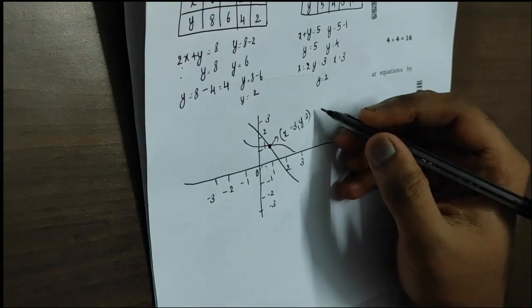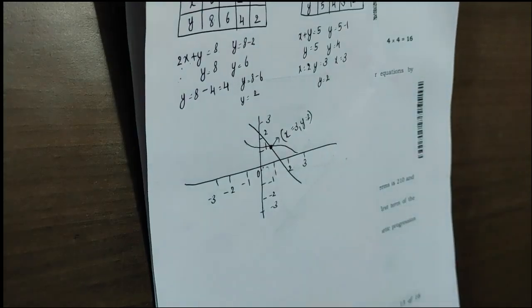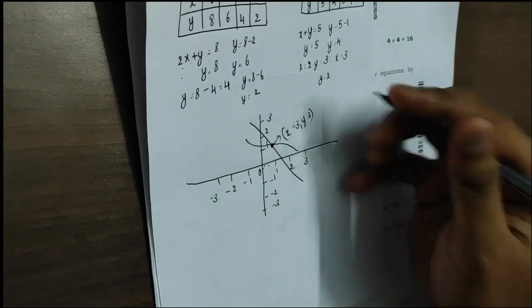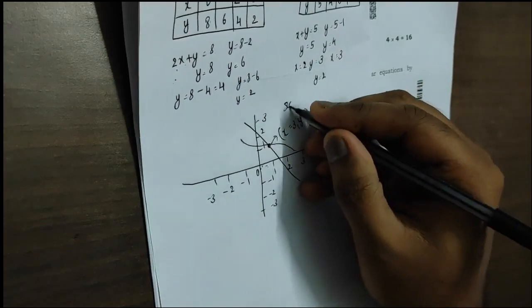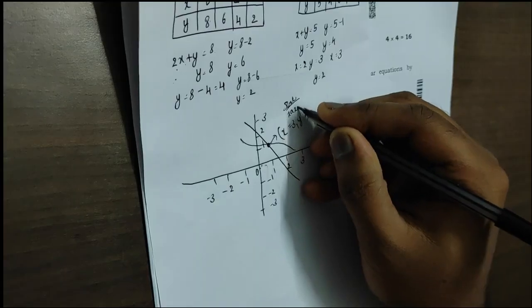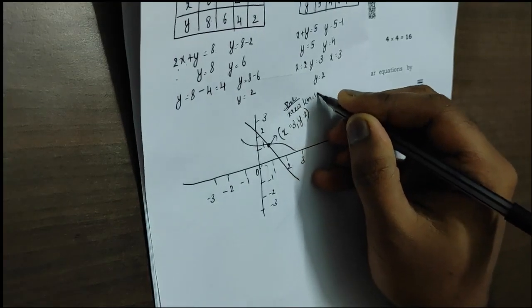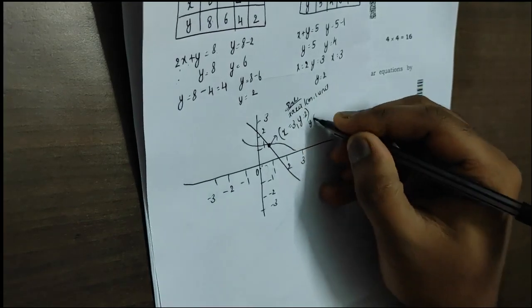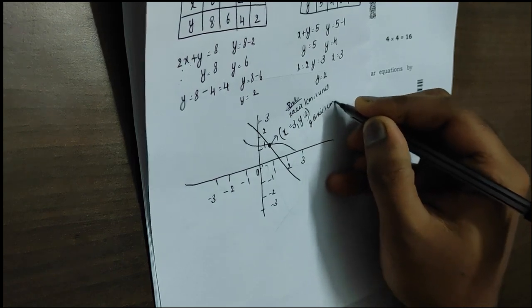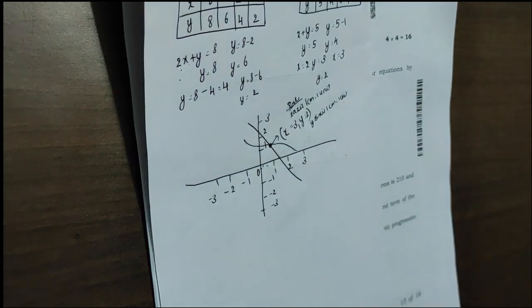Don't forget to write the scale on the top right corner of the graph. You have to write the scale: x-axis 1 centimeter is equal to 1 unit, y-axis 1 centimeter is equal to 1 unit. Don't forget to write this.